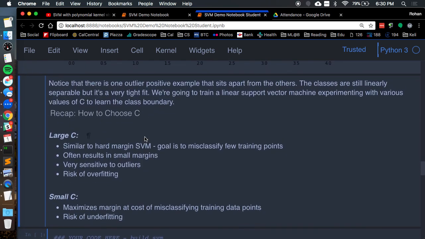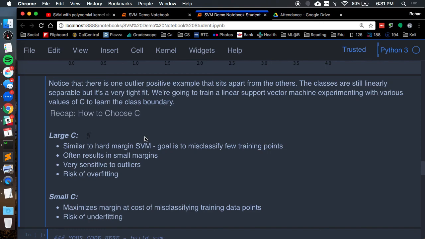So just to recap, right? How to choose our hyperparameter C. So C, if you remember, is how much we penalize those slack variables. So if we have a large C, that means we're penalizing the slack a lot. That means we're not having a lot of slack. So large C is similar to a hard margin where we have no slack. And the goal is to just misclassify a few training points. So this can often be very sensitive to outliers because outliers don't have that slack anymore. So your margin will try to bend itself over to accommodate those points. So with a large C, you have this risk of overfitting to your outliers.